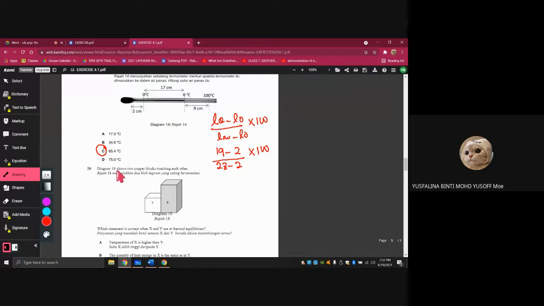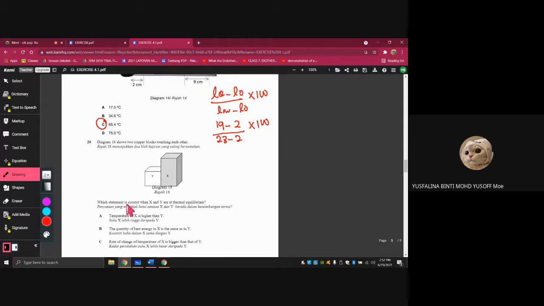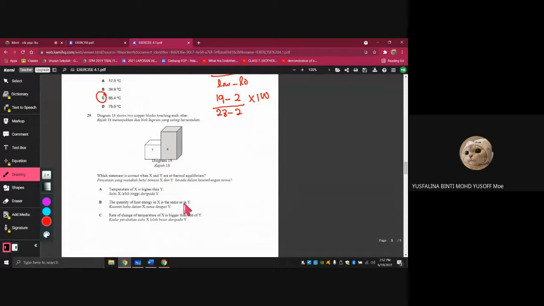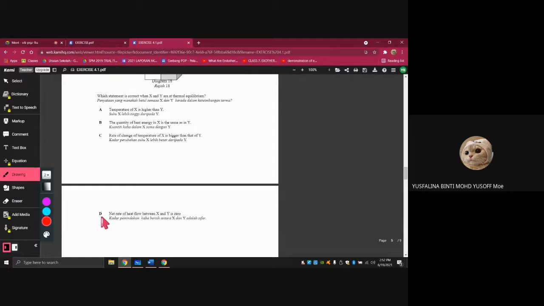For number 20, diagram 80 shows two copper blocks touching each other. Which statement is correct when X and Y are at thermal equilibrium? For thermal equilibrium, the net rate of heat flow between X and Y is 0. So the answer is D.